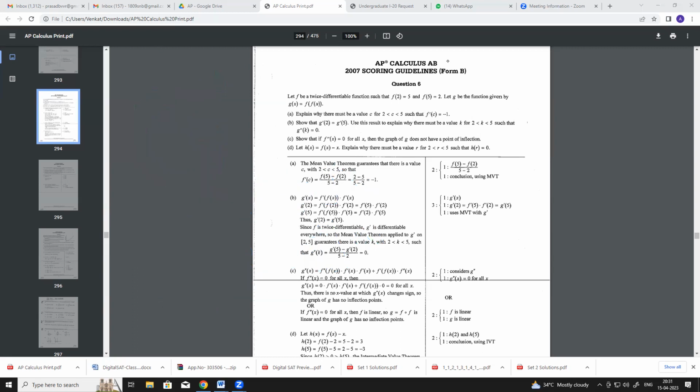Let me start with the basic question. Find the volume of the solid generated by y is equal to root x and y is equal to x around the x-axis. First let me draw the functions. This is y is equal to x. This is y is equal to root x.